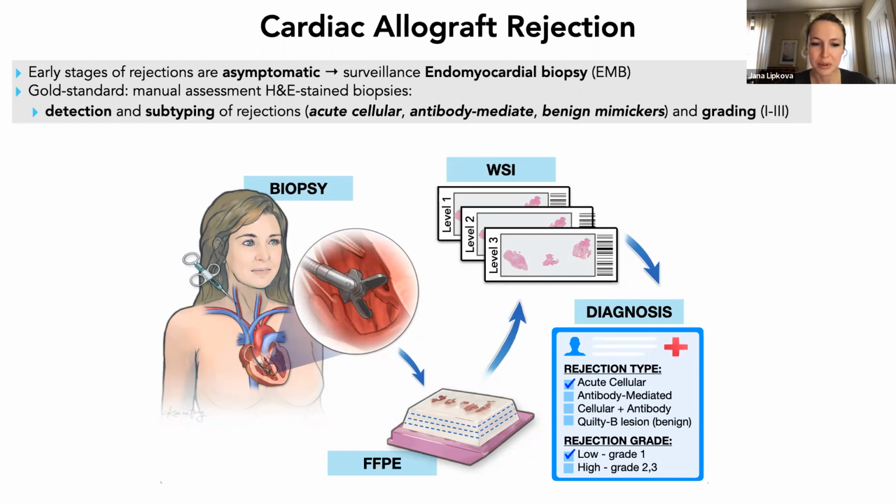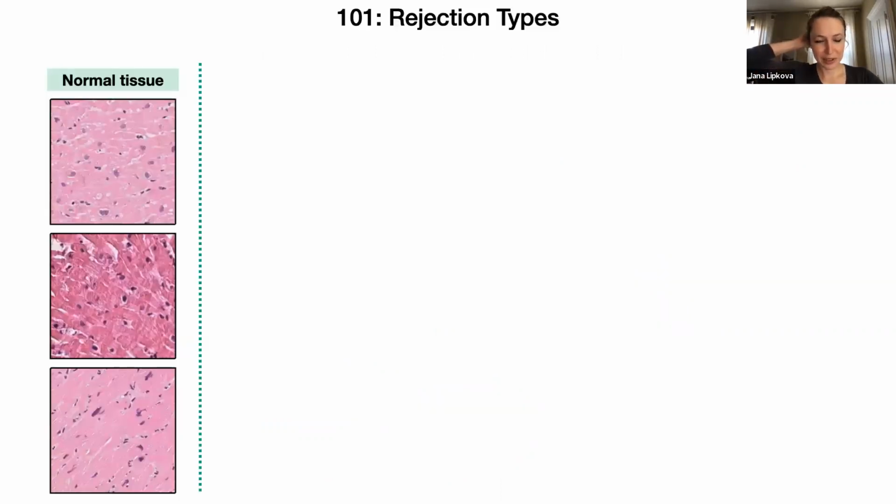Moreover, a few of these rejections can also coexist at the same time. It means you can have a patient that has acute cellular rejection and antibody-mediated rejection. And there are also benign conditions that look like a rejection, but are not rejections. One example is Quilty lesions, a very well-known mimicker of rejections, which is also reported in the sign-out sheet.